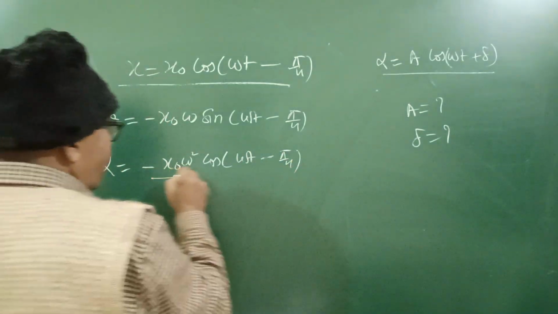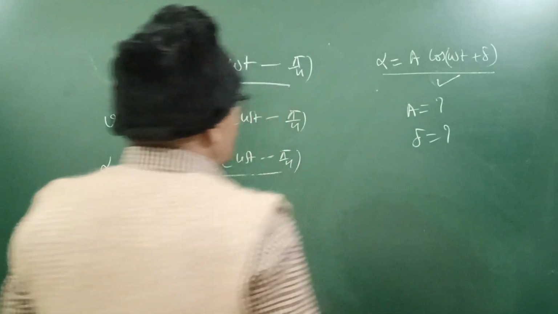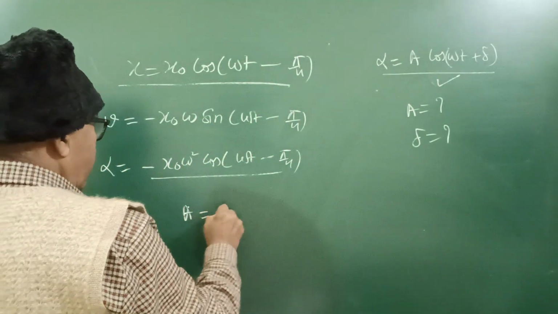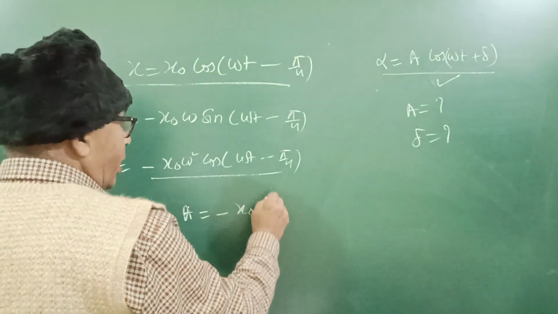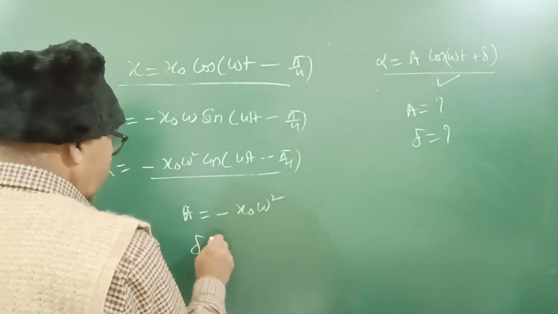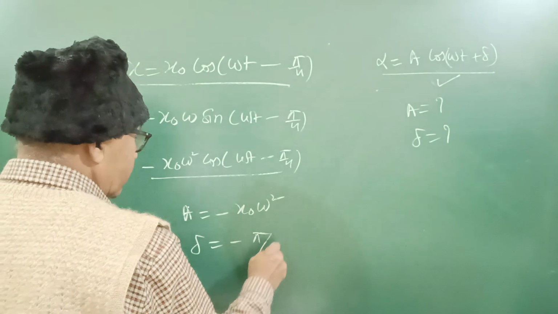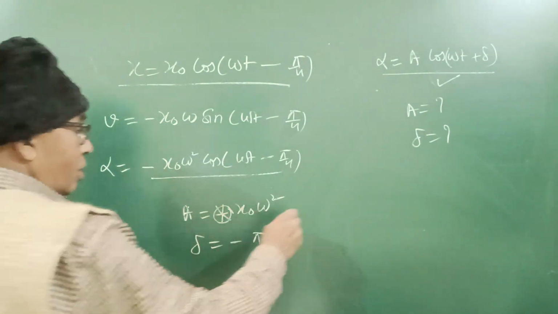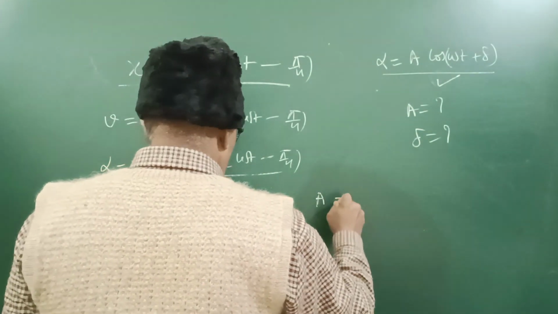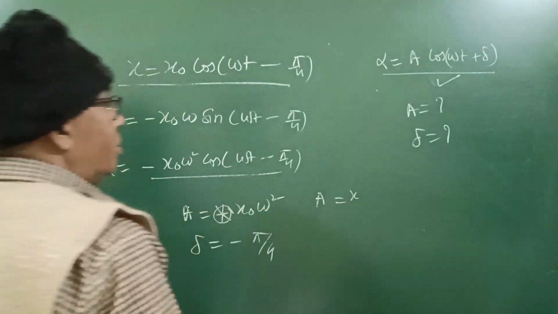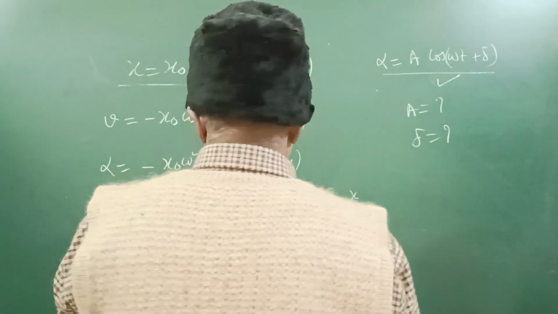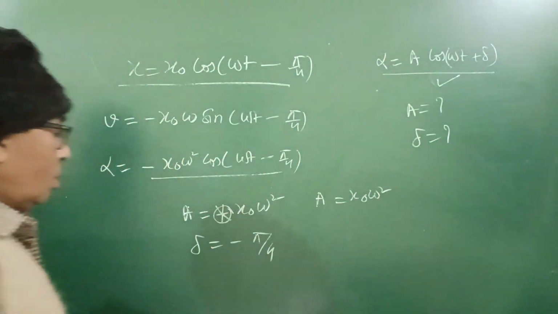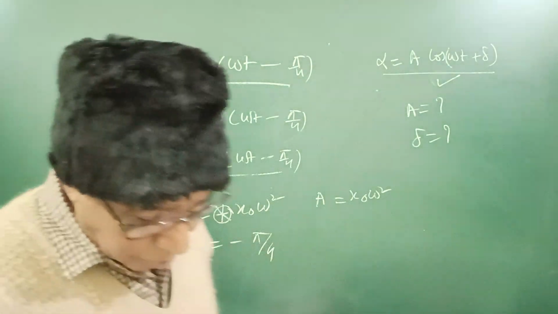Now you can compare it with this. So you say a equal to minus x omega square and delta equal to minus pi by 4. Actually a is always taken as positive, so we can leave the negative here. So it is a equal to x0 omega square. So this is the answer here.